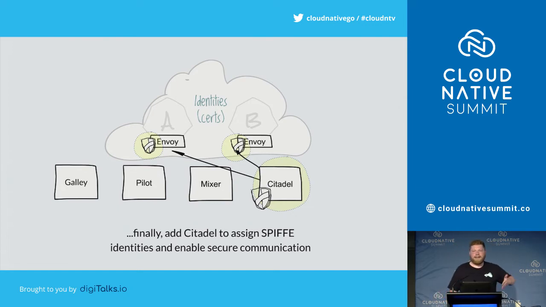I need an identity for my workload, for my service, that's not tied to where in the network it's located, but what it actually is. And so Citadel is responsible for minting identities that it gives to an Envoy. That identity is a certificate, the same kind of certificate that you would use for normal HTTPS termination. But critically, that certificate encodes the name of the workload.